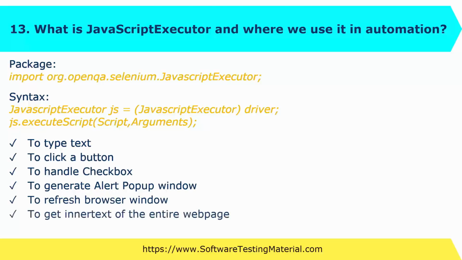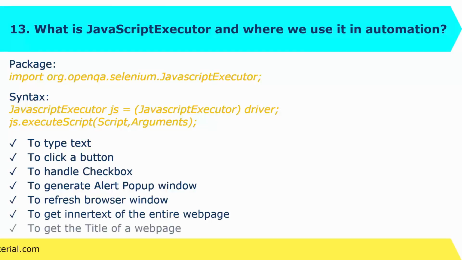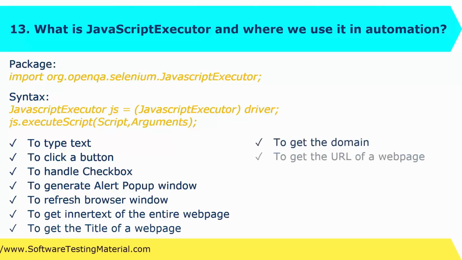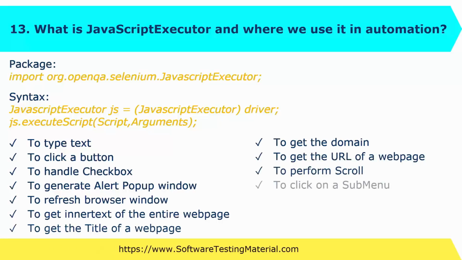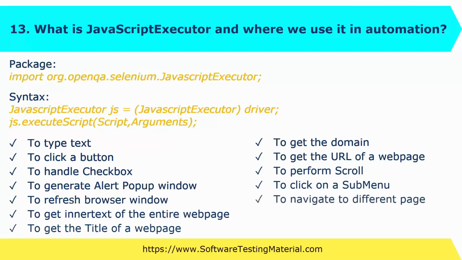To get inner text of the entire web page in Selenium. To get the title of our web page. To get the domain. To get the URL of a web page. To perform scroll on an application using Selenium. To click on a submenu which is only visible on mouse over on menu. To navigate to different page using JavaScript.